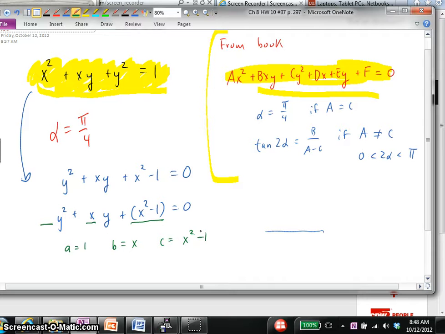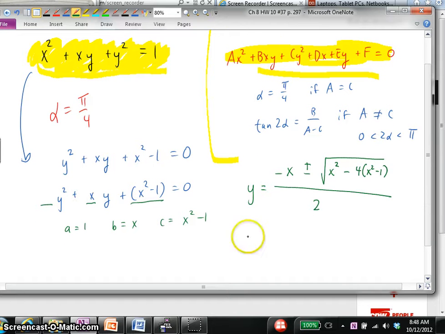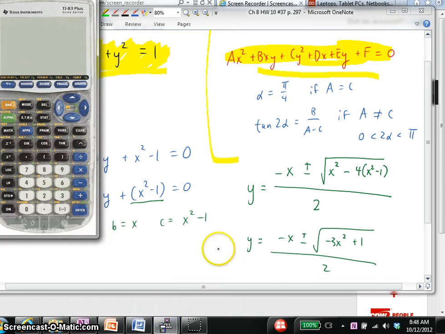So if we were to solve for y here, y is equal to the opposite of b, which is negative x, plus or minus the square root of b squared, which is x squared, minus 4 times a, which is 1, times x squared minus 1, all over 2 times 1. Okay, that's what y is equal to. And if we simplify this, I guess we don't really have to, we get negative 3x squared plus 1 there, and this is 2.